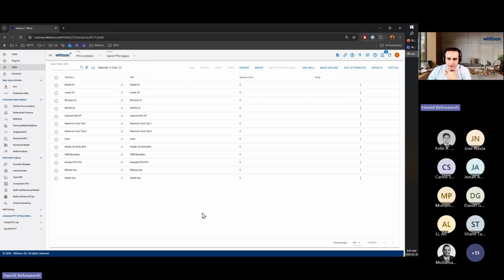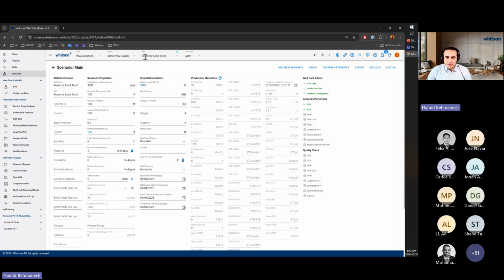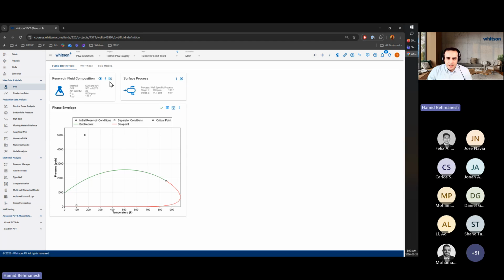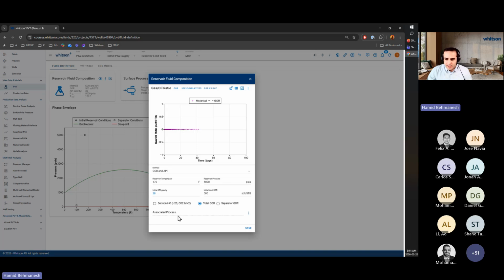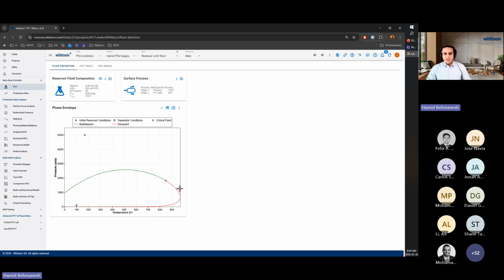So hopefully you were able to upload the wells. If you need time, please let us know in the chat. But I'm assuming by now you were able to upload all of them. Reservoir limit test is the name of the well that we are going to be working on, so go to PTA, please. In PTA, click on edit reservoir fluid composition, leave everything as is and click on save, and your phase envelope should be generated like this. We need this PVT module because throughout the PTA, we're going to use some of this information, like formation volume factor, viscosity, and compressibility in the analysis.